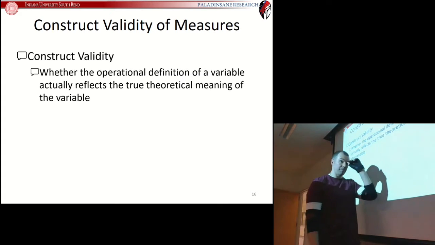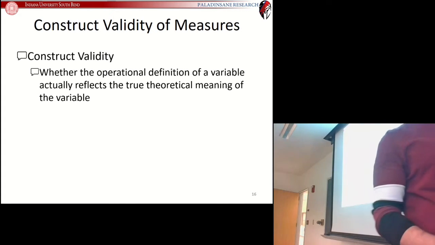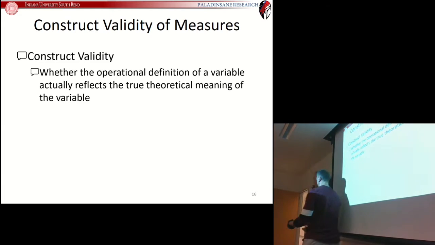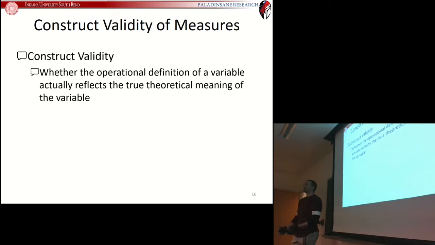So validity basically has to do with whether or not your measure is actually measuring what it is that you say it's measuring. Right? So if I have a math test and I'm trying to measure mathematical ability, my math test has construct validity. It's actually measuring math ability.